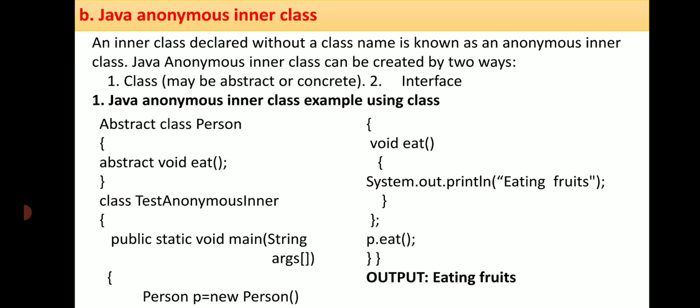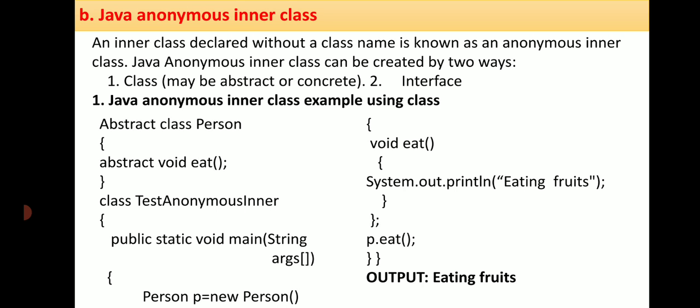At that time it will call the eat method of this anonymous class, and it will print the output, eating fruits. See here, after Person p = new Person, we just open the brace, and it doesn't have any class name. So this type of defining an inner class is called an anonymous inner class. This we are implementing by using a class.